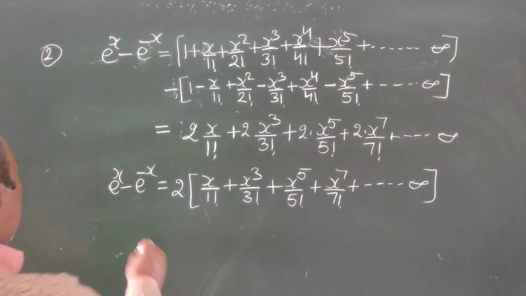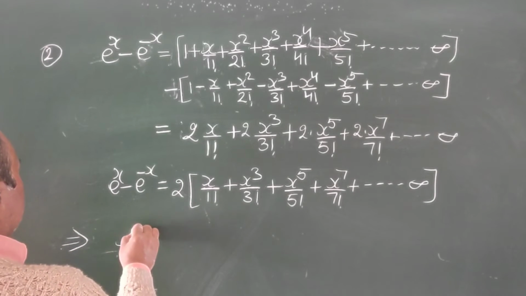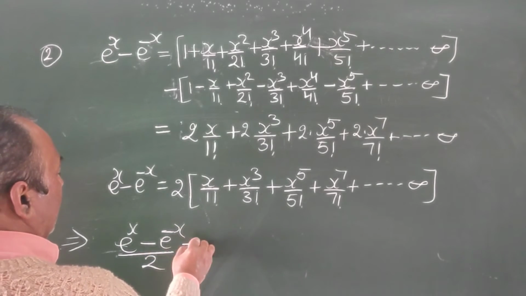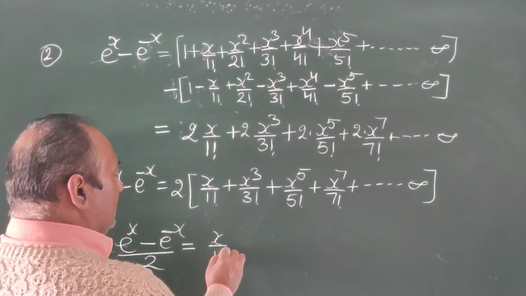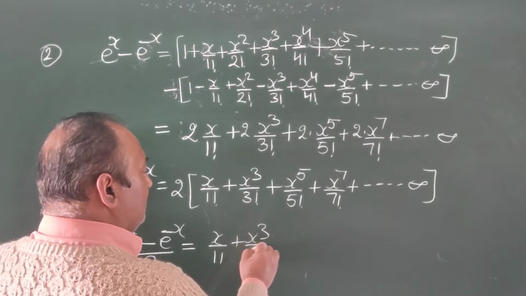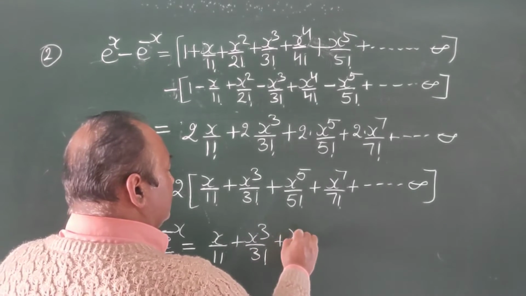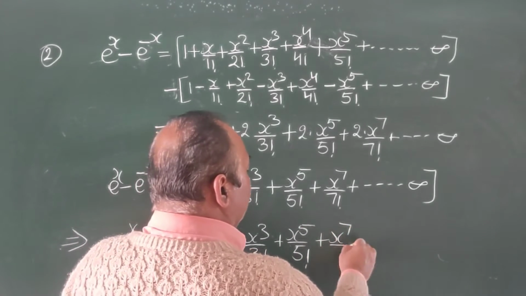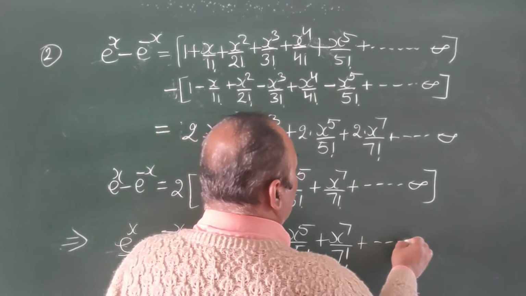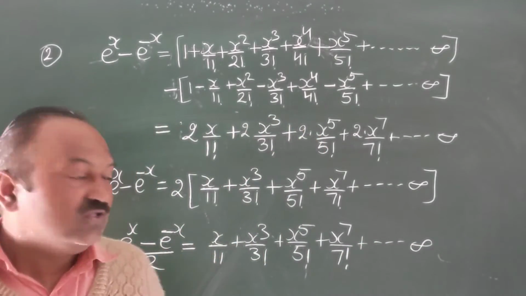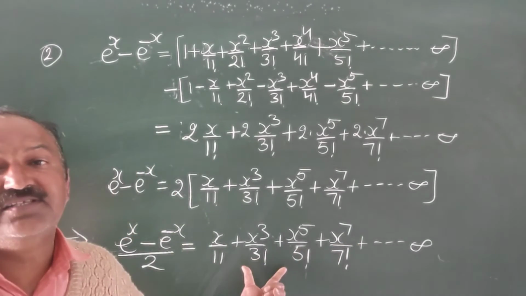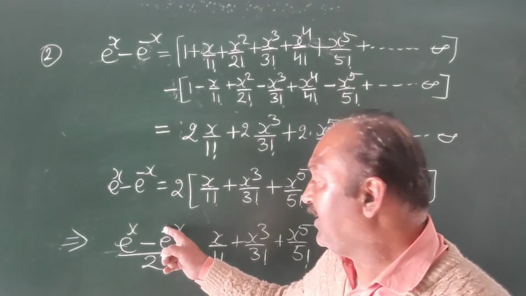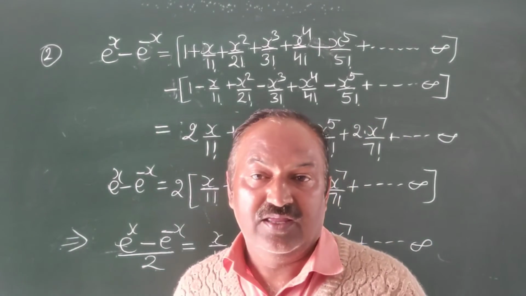Now dividing by 2, we will get an important result, e raised to power x minus e raised to power minus x upon 2, and that is x upon 1 factorial plus x cube upon 3 factorial plus x raised to power 5 upon 5 factorial plus x raised to power 7 upon 7 factorial plus and so on up to infinity. तो बच्चों ये भी एक इनफाइनाइट सीरीज ही है और इसकी वैल्यू e raised to power x माइनस e raised to power minus x upon 2 होती है.